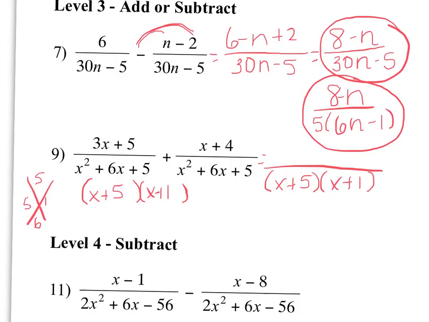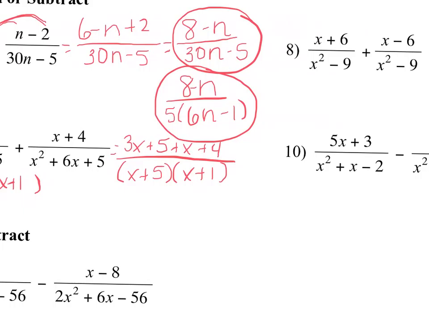And then I'm going to add my numerators. I've got 3x plus 5 plus x plus 4. So we'll combine like terms at the end. Our 3x plus x gives us 4x, and the 5 plus 4 gives us 9 over our common denominator. There's nothing we can simplify, so we're going to leave it in that form.